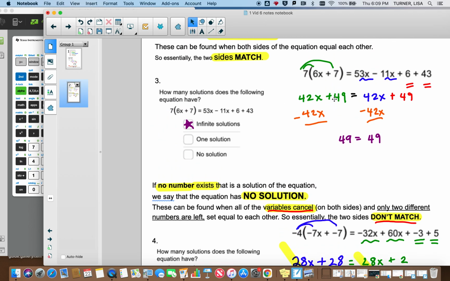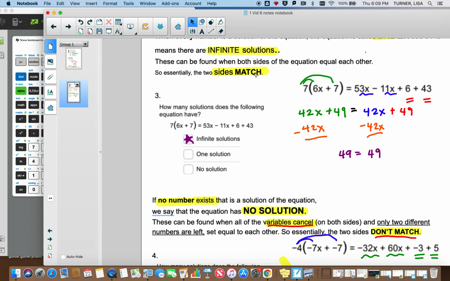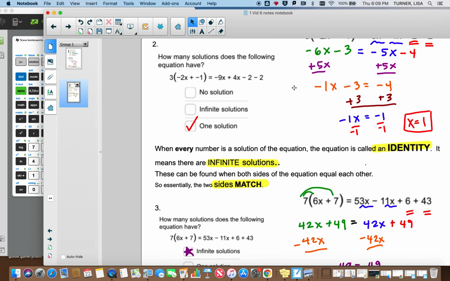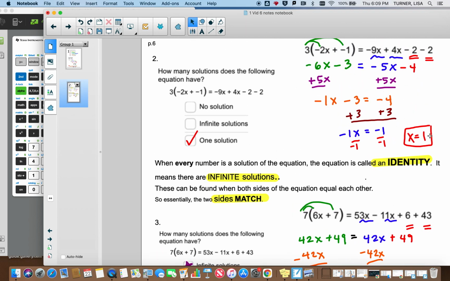There's exact matching, that's infinite solutions. And there's when I actually solve and get a variable with one answer, not the number one necessarily, but an answer. That means I do have only one solution.